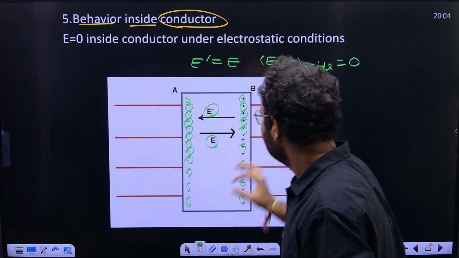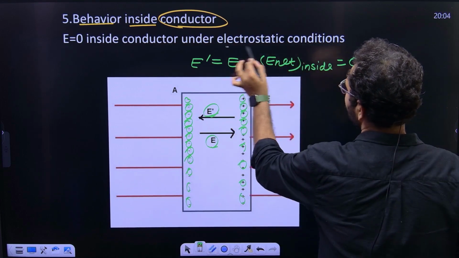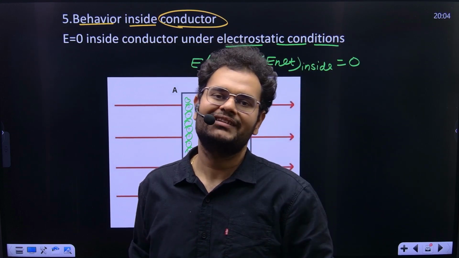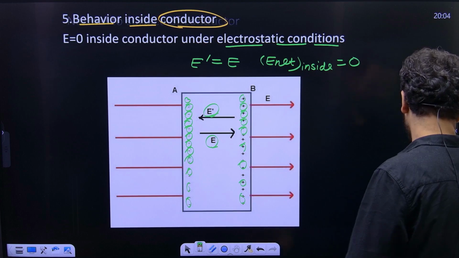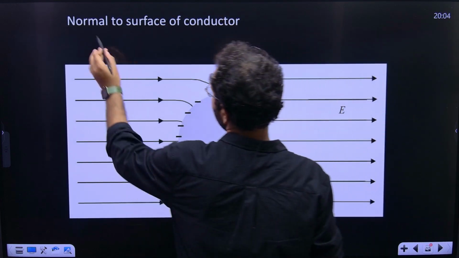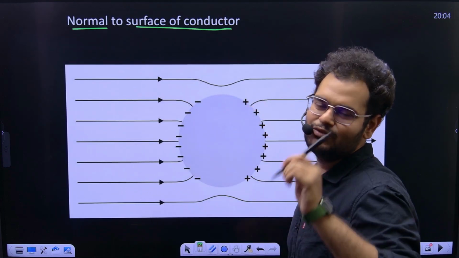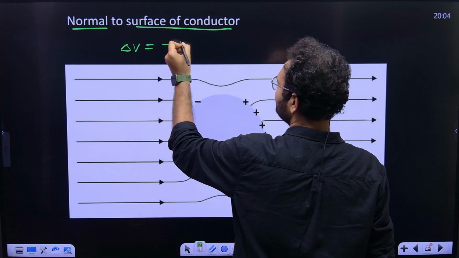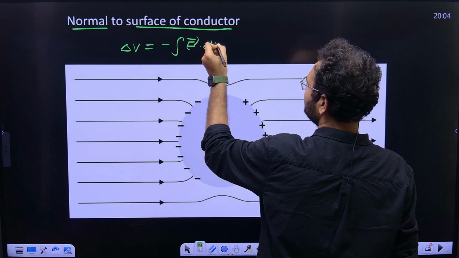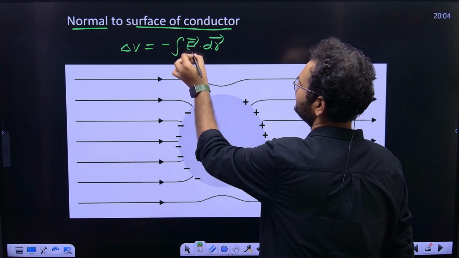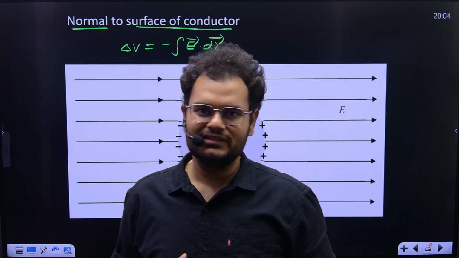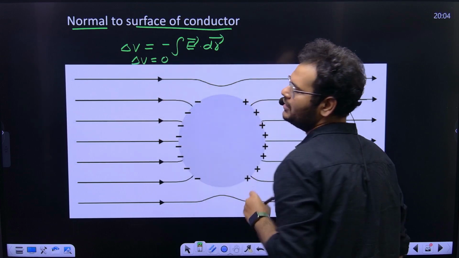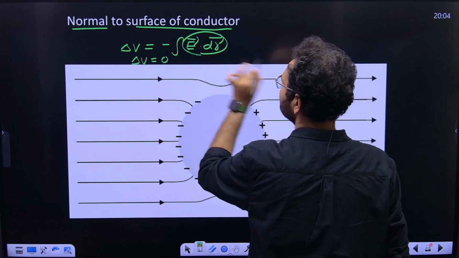So always remember, under electrostatic conditions, here I have written, the net electric field inside a conductor is 0. Always. So I was talking about the equipotential surface. Do you know this formula? Delta V is equal to the line integral of E dot dr. This formula you know, right? In electrostatics, you must have learned this. Now, equipotential means delta V is equal to 0. When delta V is equal to 0, this term must be equal to 0.